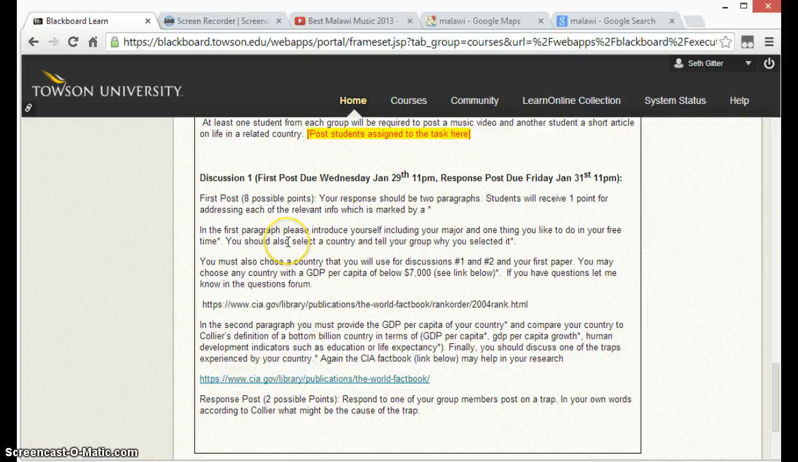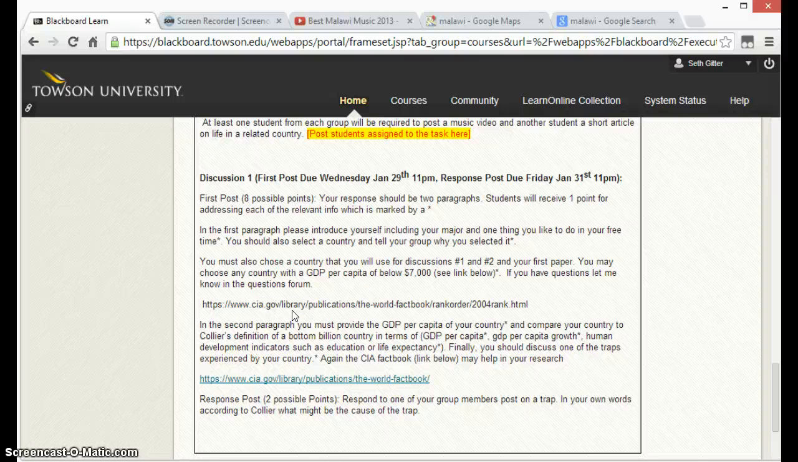So the first paragraph, just make it really simple. I want you to meet the other people in your group. So introduce yourself. Tell us what you like to do in your free time. You're going to choose a country and tell us why you selected it. Now remember, to choose this country, you're going to have to choose a country with a GDP per capita, or that's roughly equivalent to income per person, less than $7,000. You can go to this website published by the CIA to find out which countries would meet that threshold.